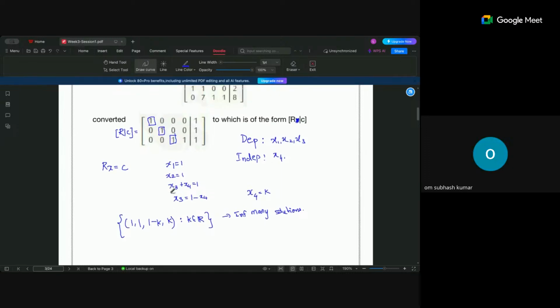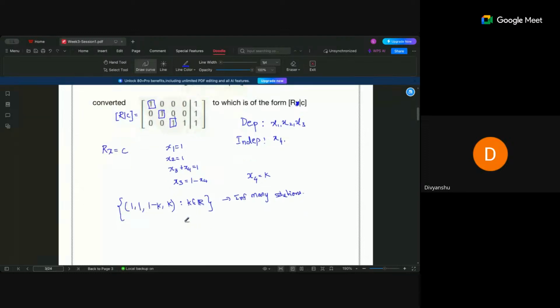Ma'am, in case X4 is not independent, in that situation it will be unique. Yes, the existence of an independent variable only will give you infinitely many solutions, because this independent variable is going to contribute a variable scalar here. That is why you are getting infinitely many solutions. If there are no independent variables, then you will get a unique solution.